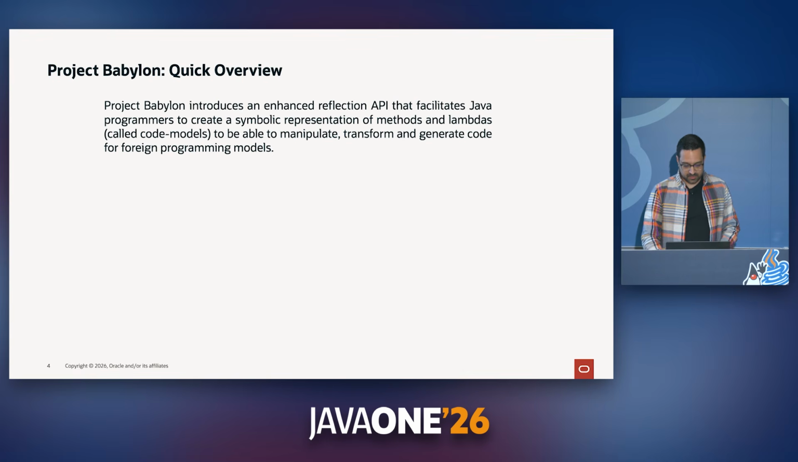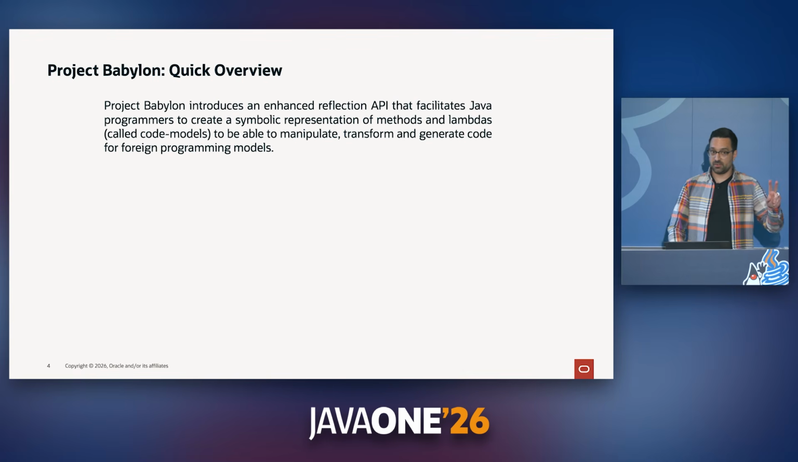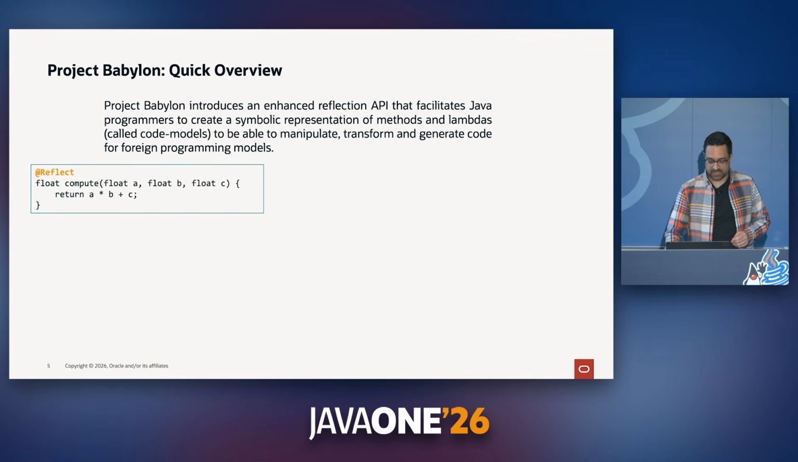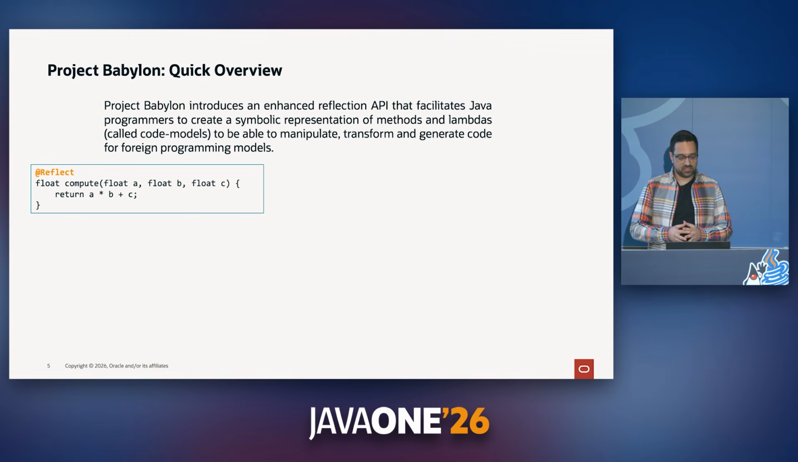Let me show you an example of core reflection. The second component of the Babylon project is HAT, the backend for GPUs. But I'm going to show you now an example of using core reflection.